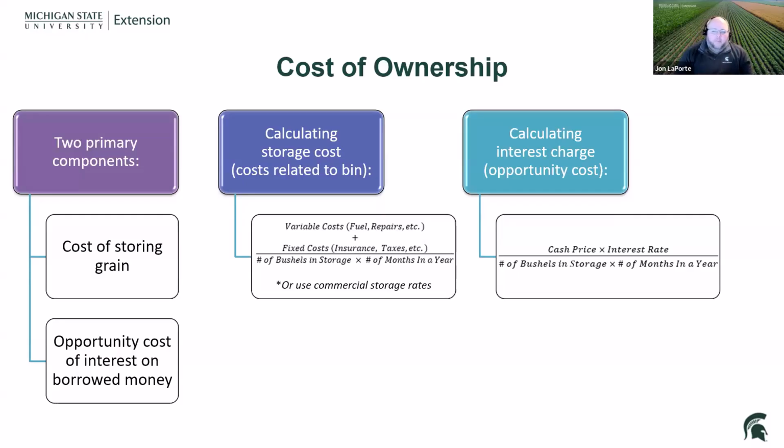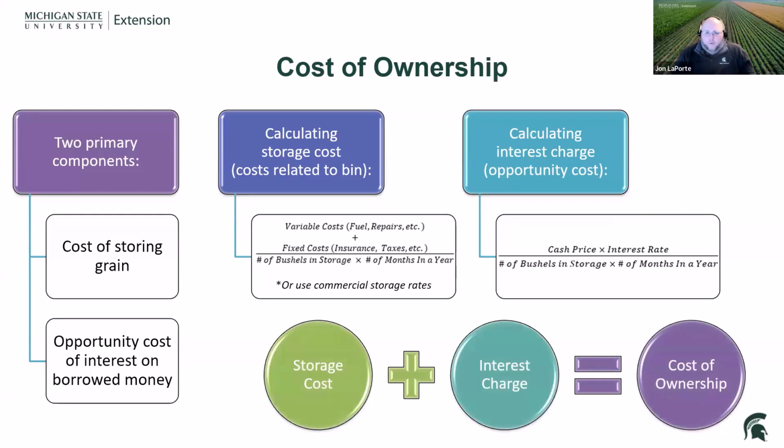You want to think about that as, we want to get more than that in our pricing targets if we're going to keep that amount of bushels in storage. Okay, so when we think about cost of ownership, it's really both of these two numbers. It's your storage cost to actually house those bushels and keep them in good condition. And then it's also this interest charge, the opportunity cost of what that money could be worth today versus down the road. We want to make sure we're getting better than that if we're going to hold on to it.